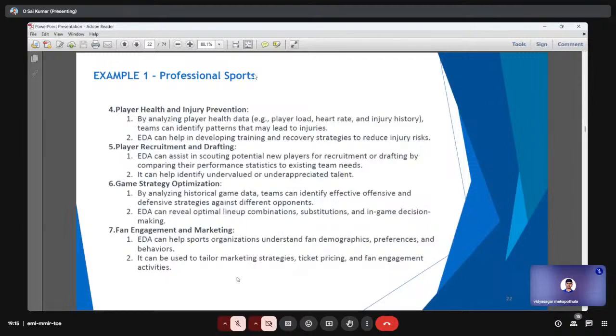Even we have player health and injury prevention, for which we apply this EDA by analyzing the player health data, and even player recruitment and drafting. Even game strategy optimization can be done by using EDA. So these are some of the applications with respect to only a single sport. In a single sport, these are the different domains where I'm using this EDA to perform analysis, like fan engagement and marketing. So these are some of the EDA application parts with respect to a single sport.